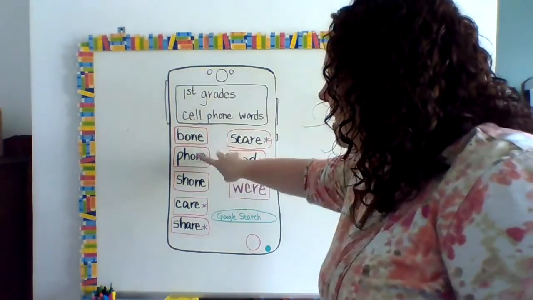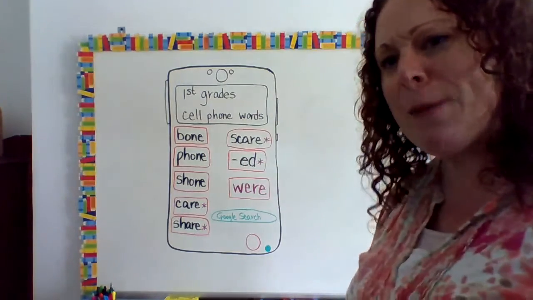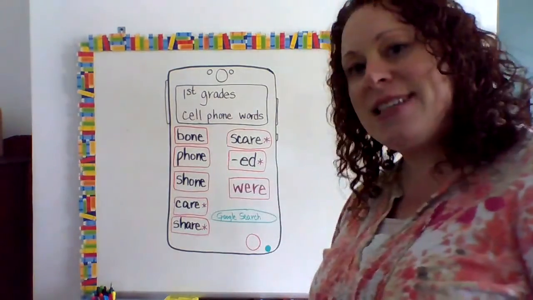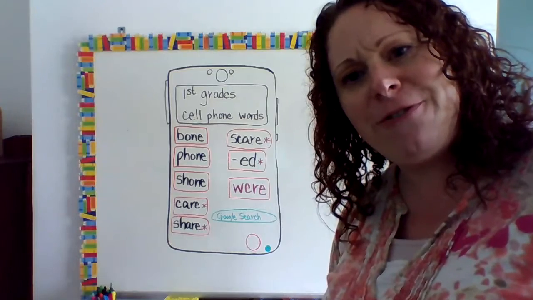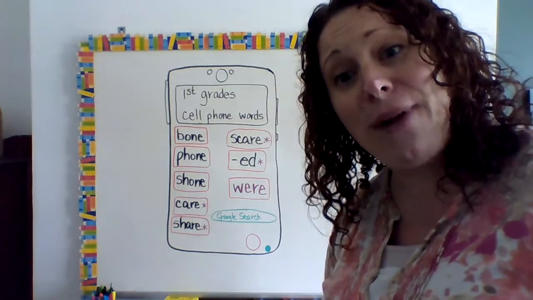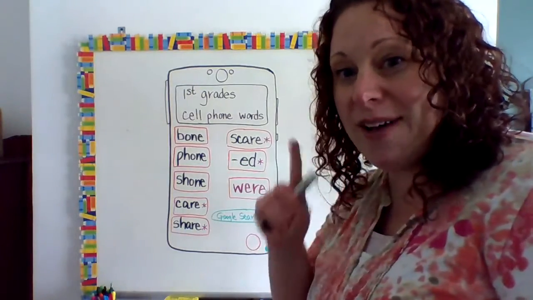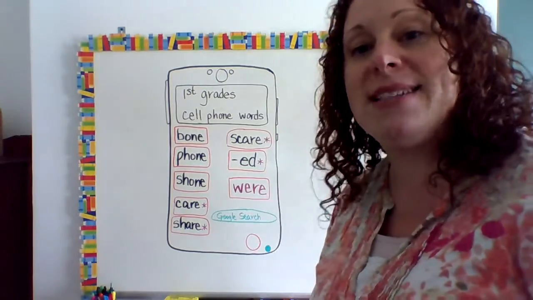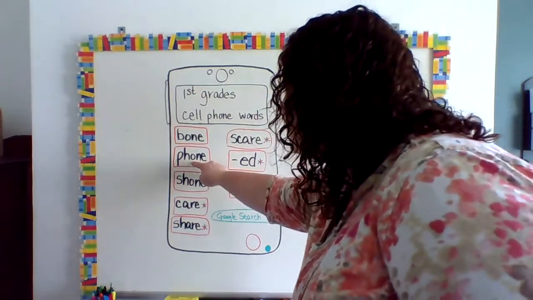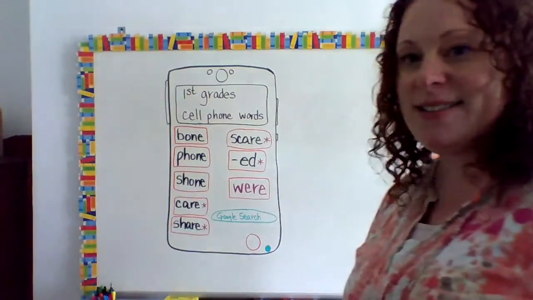These two words are pretty easy, but phone, what happens there? We have a PH and it sounds like what sound? An F. You are right. So this one is tricky. We have to remember the PH makes the F sound when the vowel is long and the E is silent.